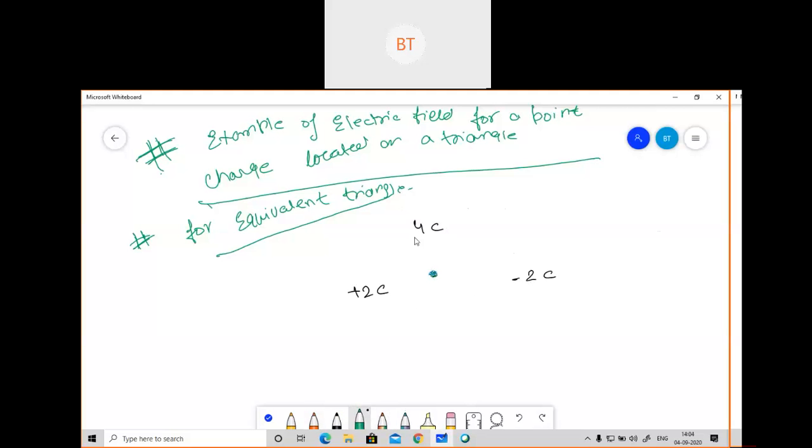So see, if somebody asks you to draw the charge because of this 4c, it will go away from it, so this will be charge E4c. Now if somebody asks to draw the charge because of E2c, for plus E2c it will be like this, going away from it, outside direction. Now if somebody asks to draw the charge because of this minus E2c, it will come inside, it will be like this, E minus 2c, it will come towards the minus charge.